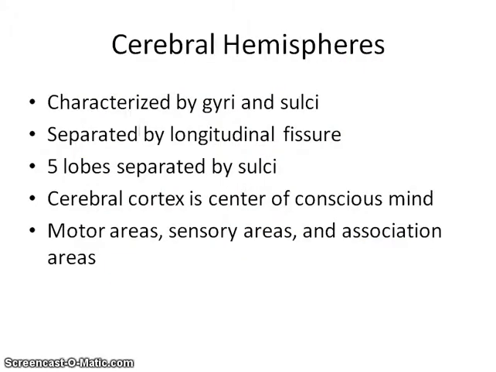Alright, so we have 2 cerebral hemispheres. Remember, the cerebrum is the top big part of your brain, and is characterized by gyri and sulci. So those are kind of the mountains and valleys, or the dips and grooves of your brain. There's 1 longitudinal fissure down the middle, and let's take a look at that.